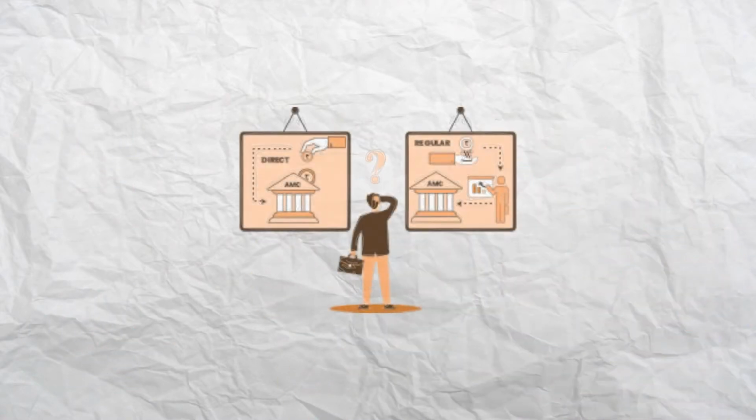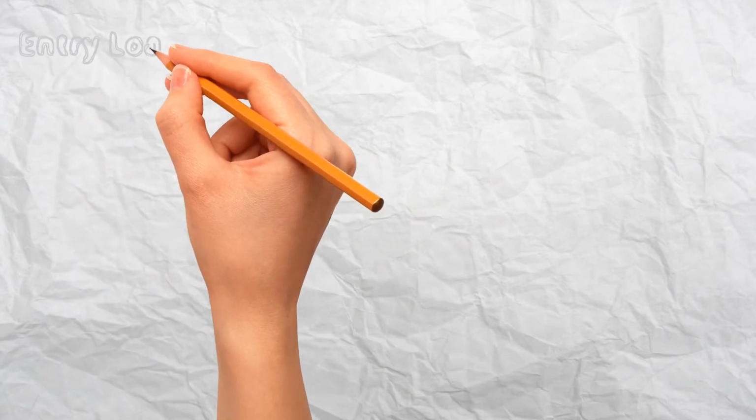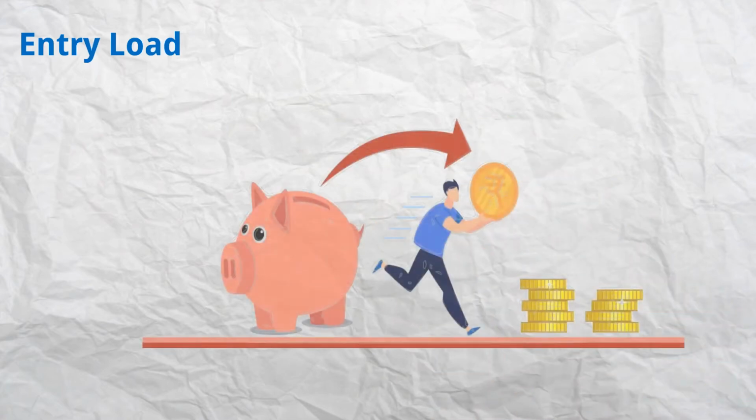So, I hope now you understood what expense ratio is and how it differs between regular and direct mutual fund. With this being in place, let's move on to our next topic, which is entry load. Entry load can be said to be the amount or fee charged from an investor while entering a scheme or joining the company as an investor.